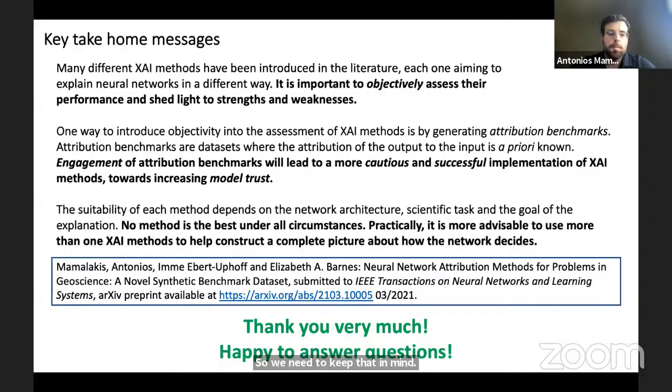And lastly, the two key things that I want to leave you with is that we need to create objective frameworks to understand these methods better and gain insight about their strengths and weaknesses, as we saw clearly. And a way to do it is by constructing data sets where we know a priori the explanation.